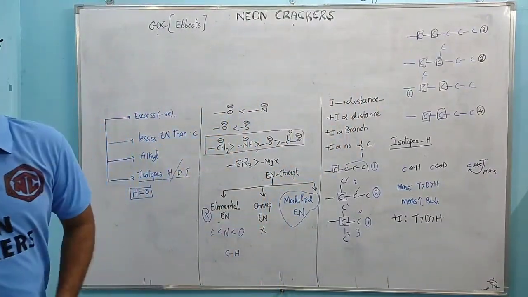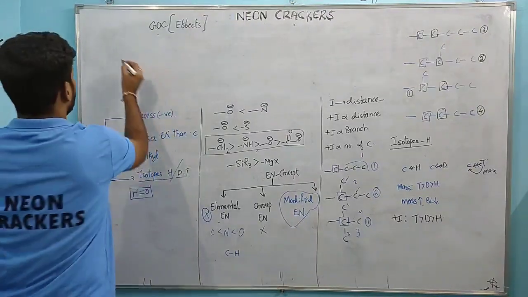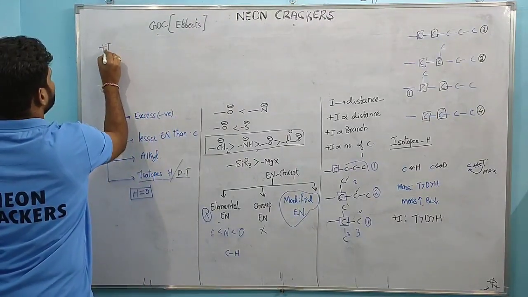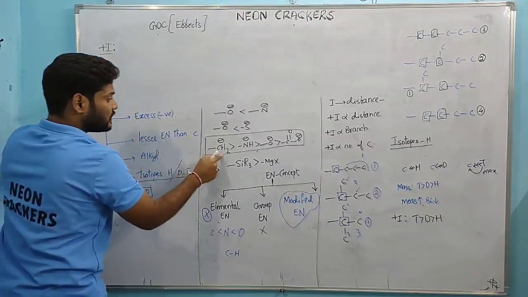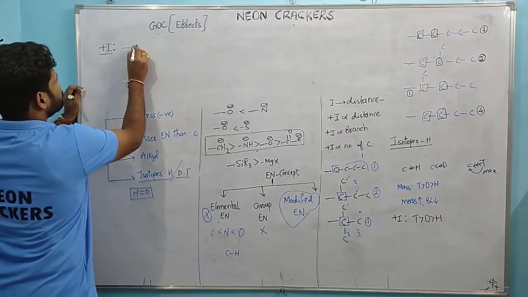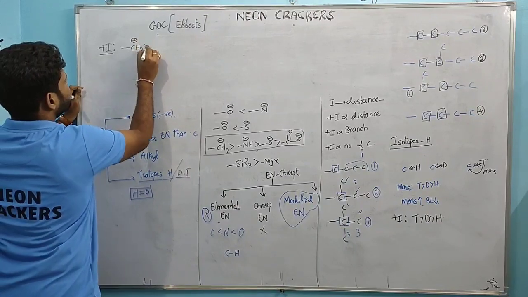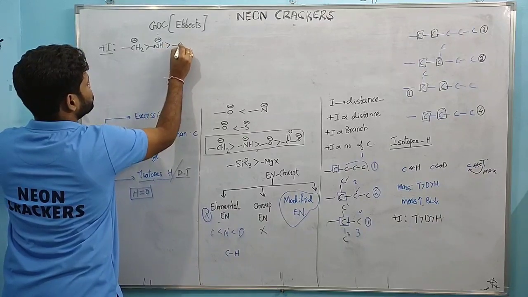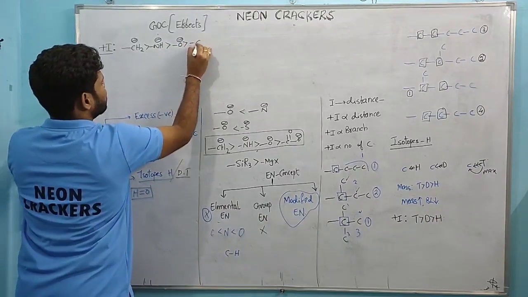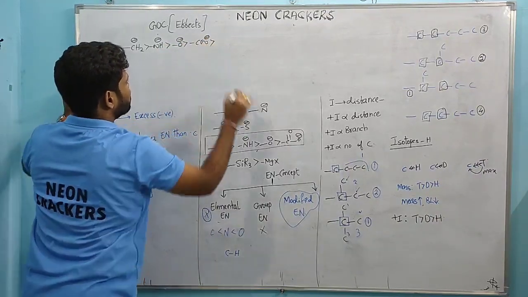So what is the overall order of plus I? First one is excess electronic charge: CH2 minus is greater than NH minus, which is greater than O minus, which is greater than COO minus.